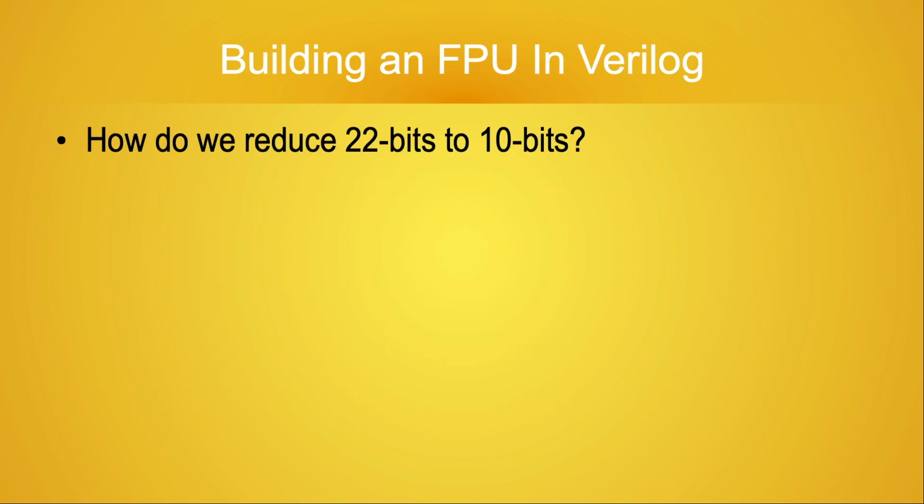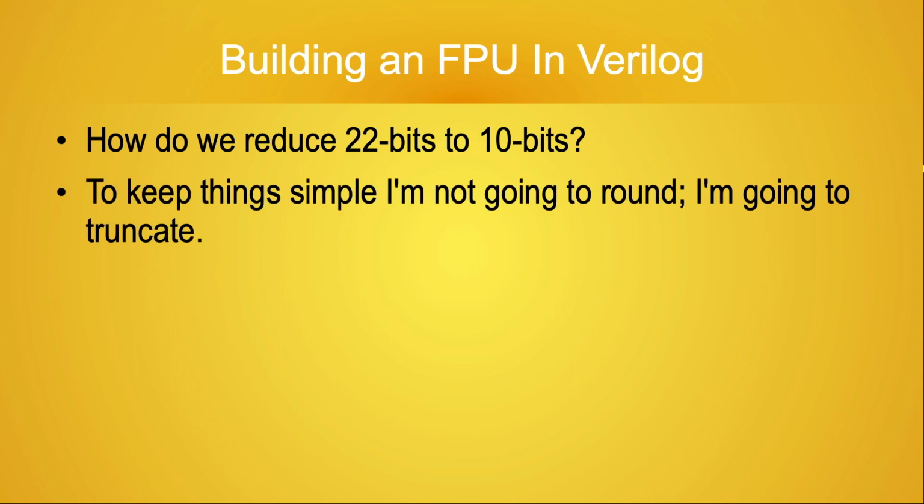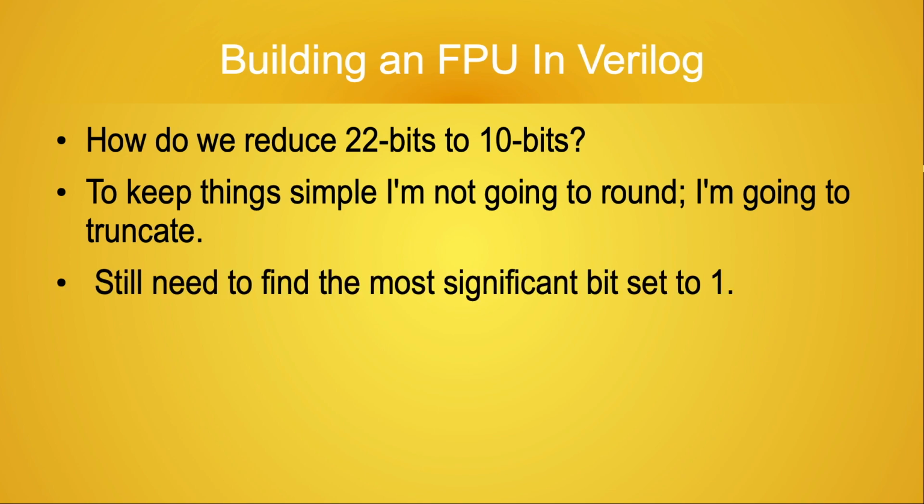Okay, we have a 22-bit significand product, and we have to figure out how to store that as a 10-bit field in the result. The IEEE specification describes several different rounding modes. I'm trying to keep things simple, so I'm not going to bother with rounding at this stage. I'm just going to truncate the result. But before we can do that, we need to find the most significant bit of the product, which is set to 1. In our final result, this 1 bit will become our implied 1, and the 10 bits following it will be stored in the result.